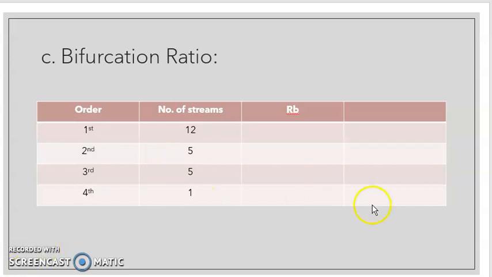So what you do for bifurcation ratio is you divide the lower order number with the upper order number in this manner. So by repeating the same method as you go down, we get these values. So we can use these values to answer the question as per the requirement.